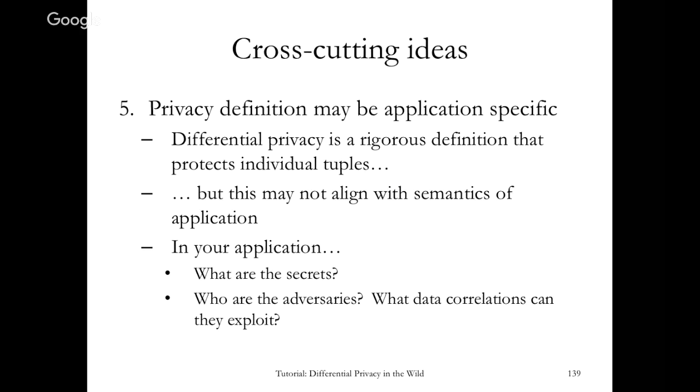that you're actually trying to protect, and then who are the adversaries? So what sort of model of how the data is generated can they leverage as prior information, and what data correlations can they exploit? And that will help you, say, tailor a pufferfish privacy guarantee to a specific application.